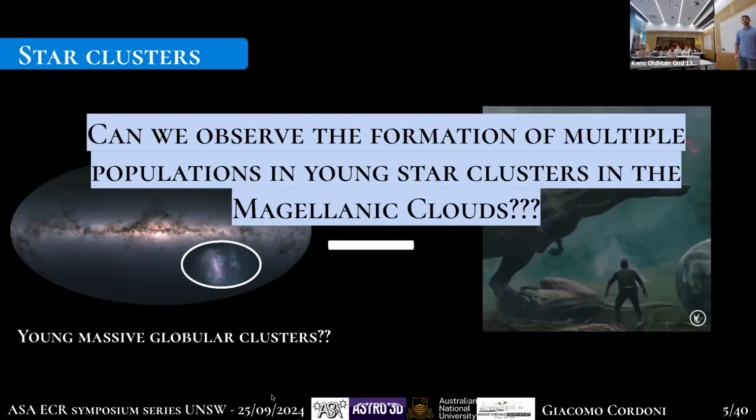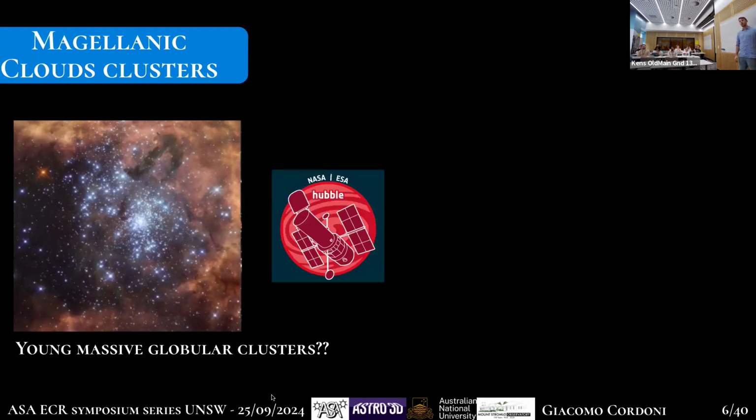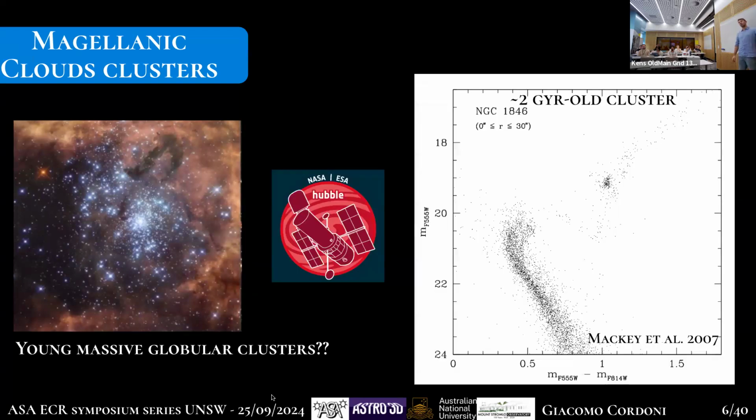And luckily for us, the answer is yes. Thanks again to HST, we can resolve each individual star in Magellanic Clouds clusters. And what it means is that we can build the color magnitude diagram in the same way that we do for globular clusters in the Milky Way. So we can compare the CMDs of young star clusters in the Magellanic Clouds with what we know about globular clusters. And this is a CMD of a 2 gigayear-old cluster.